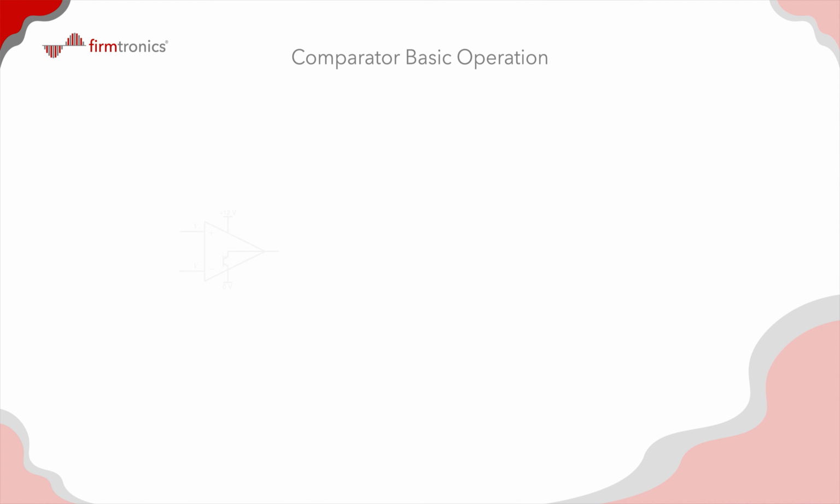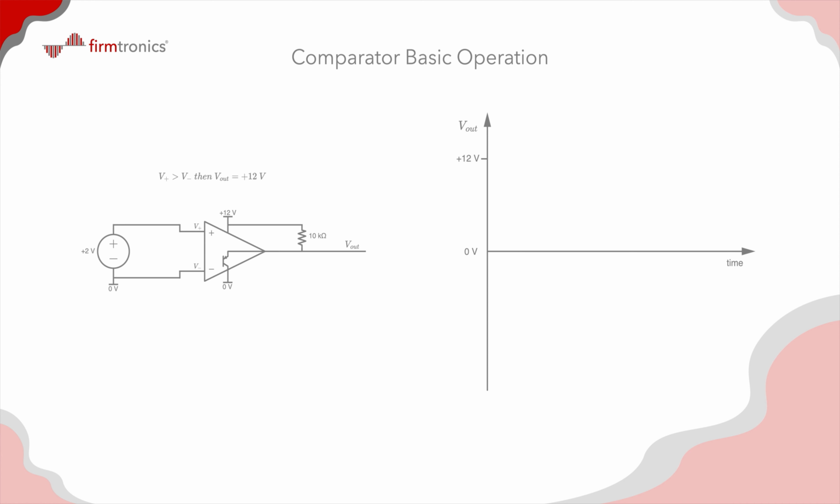The following illustration shows us a simple operation of a comparator using some defined voltage levels. We can see that the non-inverting terminal is at greater potential than the inverting terminal due to the +2 volt source. This means that the comparator output will be at the 12 volt power supply. This is due to the external 10K pull-up.